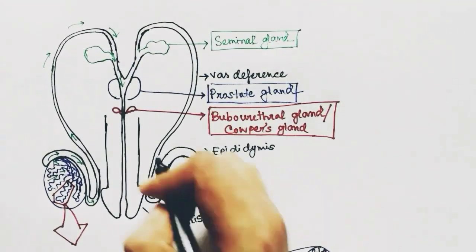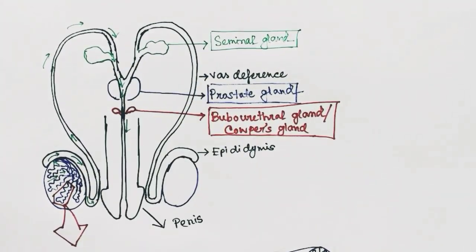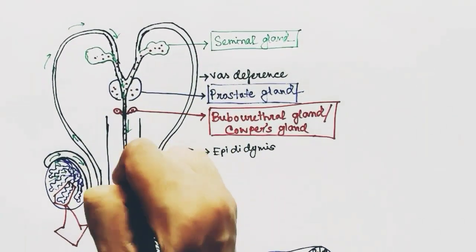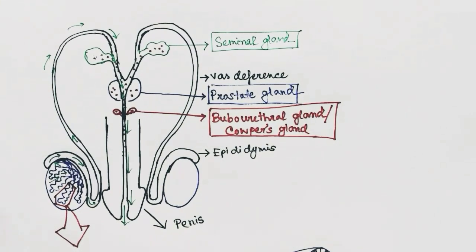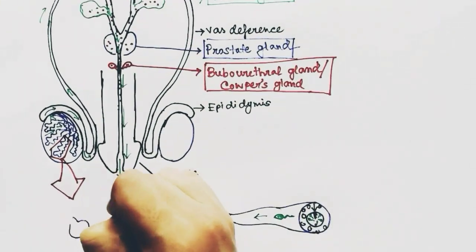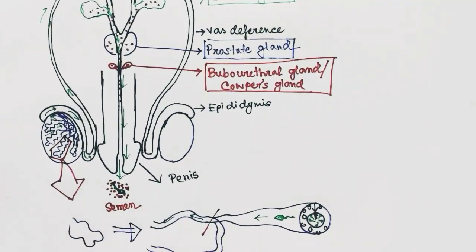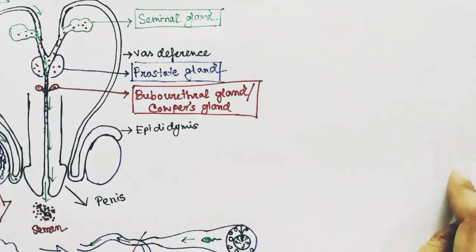And then they will collect the secretion of the glands, make semen, and get out of the penis. The semen that is released from the penis contains the sperms as well as the fluid secreted by the glands, and the whole thing is called semen.